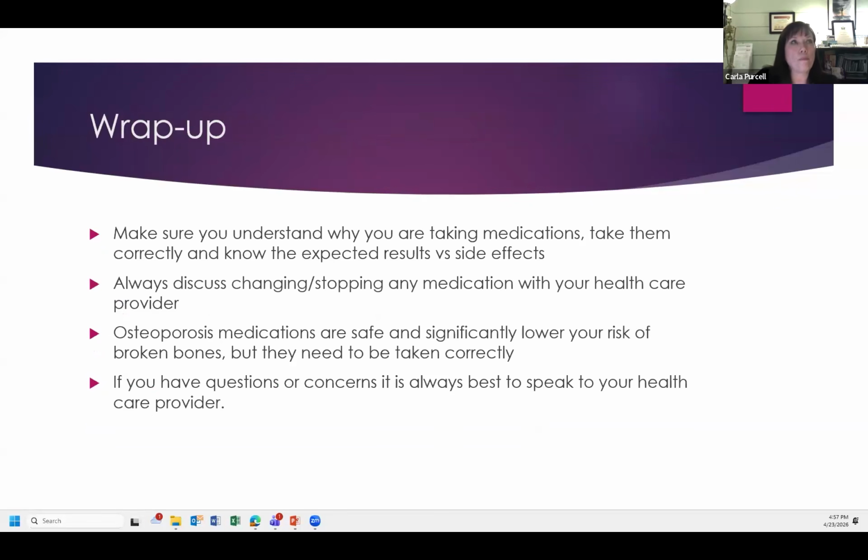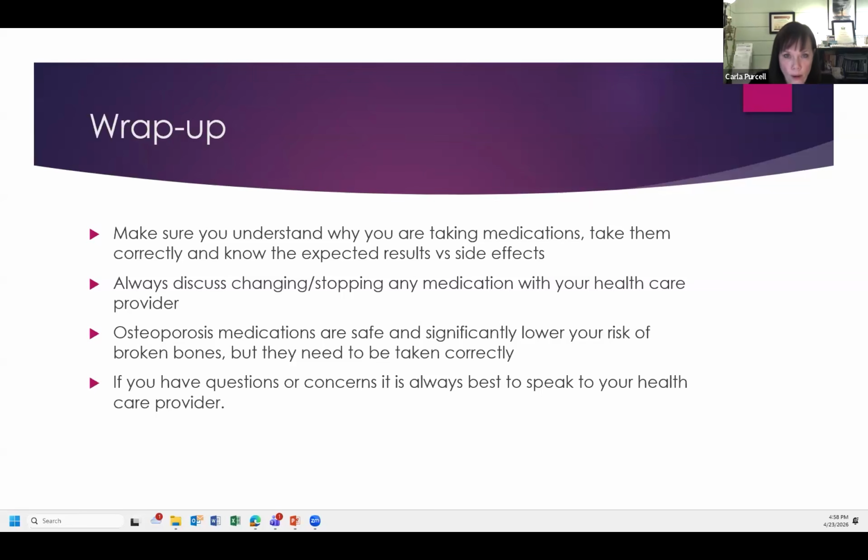So just to wrap up, and I know I've taken up almost all the time, make sure you understand why you are taking the medications, how to take the medications, and make sure you take them correctly, know the expected side effects, and know what to do if you are too uncomfortable with the medication to continue with it. So talk to your doctor.